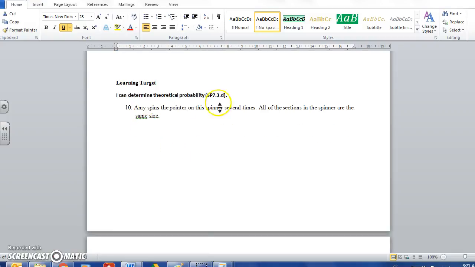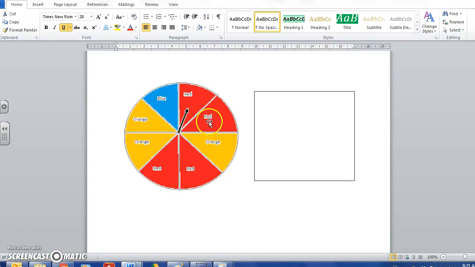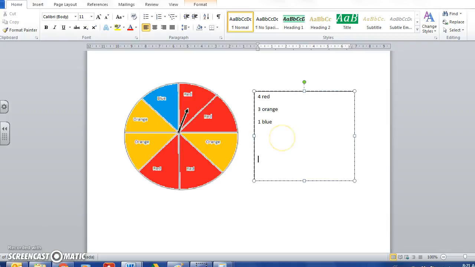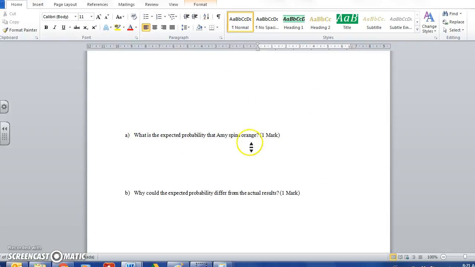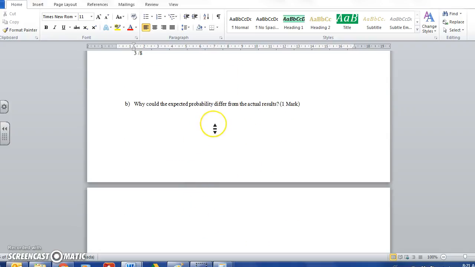Last, I can explain theoretical probability. So I spin the pointer on this spinner several times. So here's my spinner. I've color-coded it to help you out. You can see there's 8 sections in total. 4 are red, 3 are orange, and 1 is blue. Okay, but I have 8 in total. My question asked me what's the probability I spin orange. Well, there's 3 orange, there's 8 in total, so it's 3 out of 8.